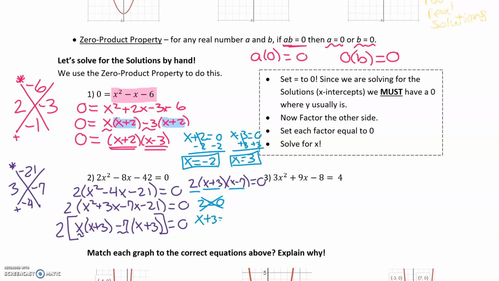x plus 3 equals 0. Subtract 3 on both sides, and we get a negative 3. x minus 7 equals 0. Add 7 to both sides, and we get x equals 7.